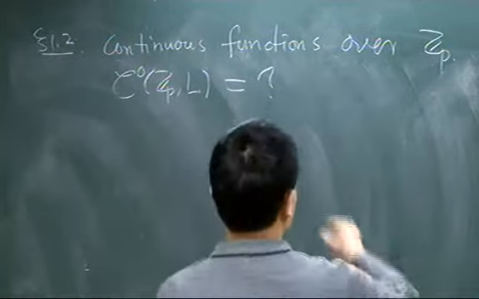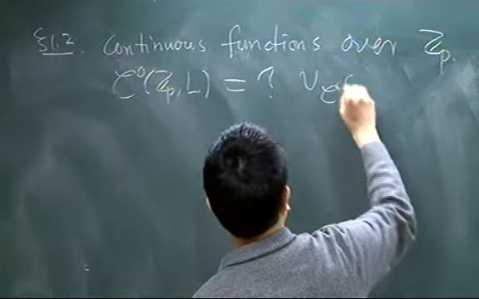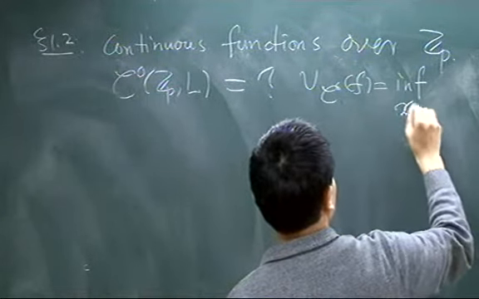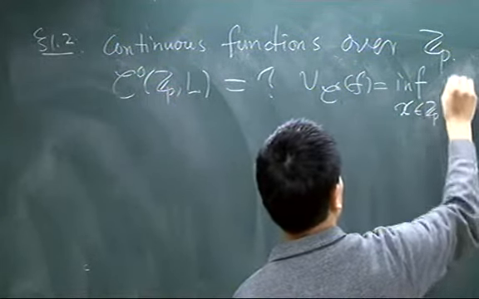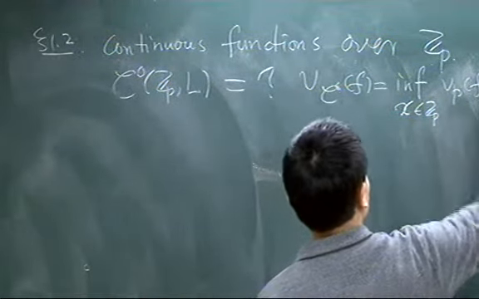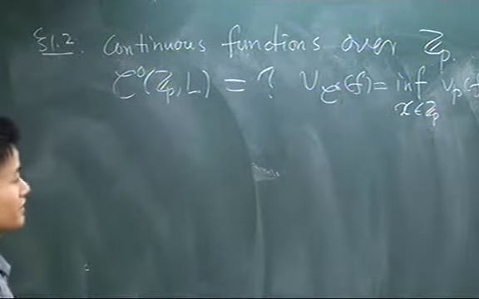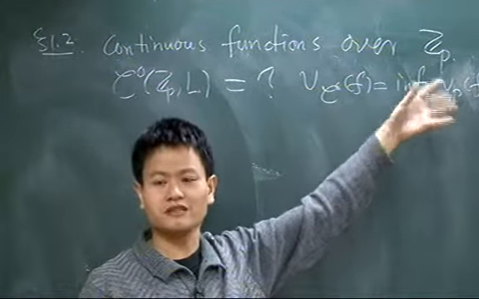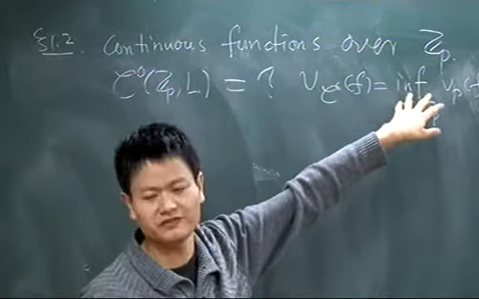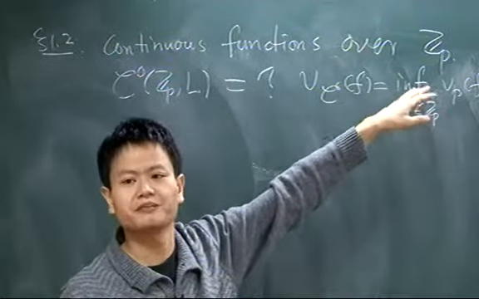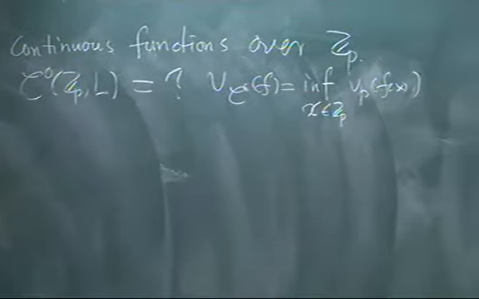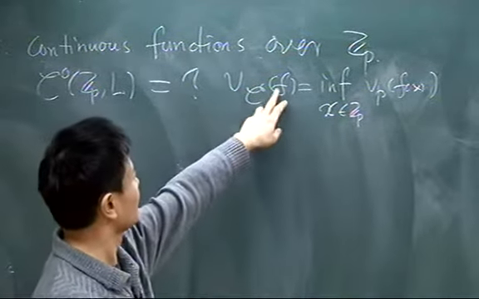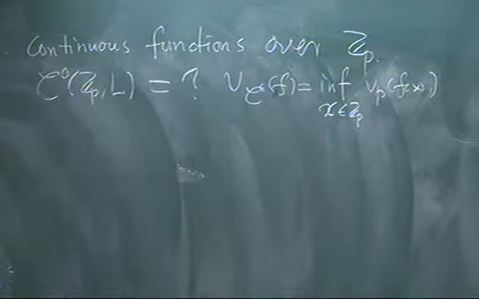We also know this valuation v_C0 of f. We know Z_p is compact, so this you can always achieve. Even though you don't need the infimum, you just take the minimum, because this is compact. You can find enough things to cover it. And with continuous functions, this is easy.